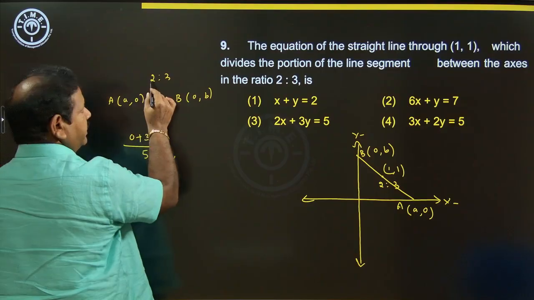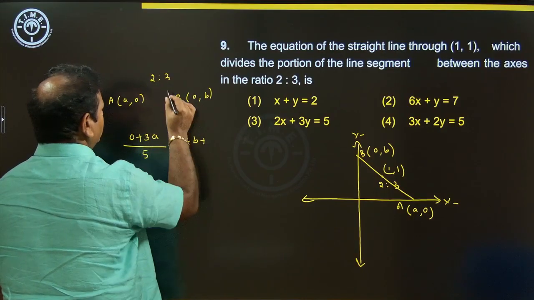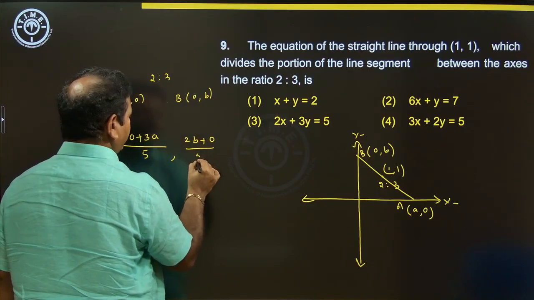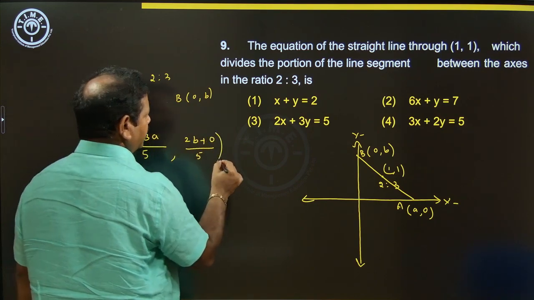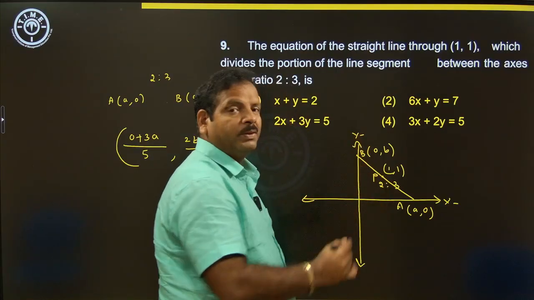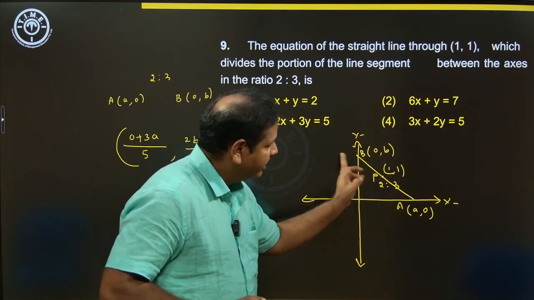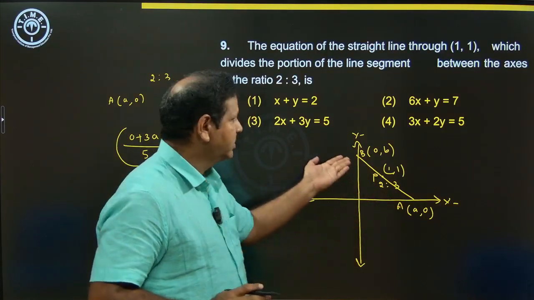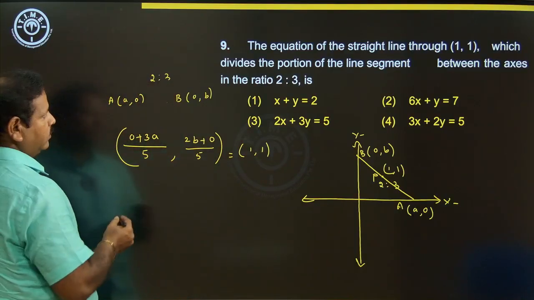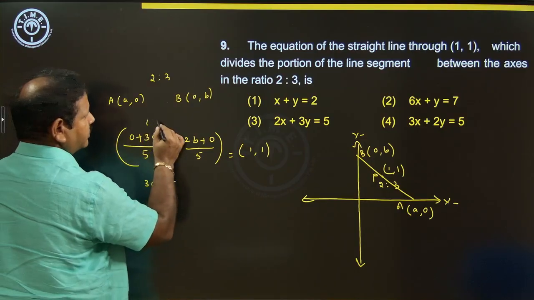Next, second one: 2 into b, 2b plus 3 into 0, 0 by 2 plus 3, m plus n, nothing but 5. This point. Actually, we supposed it is named p and calculated it, but p is given by a 2:3 ratio. We took the ratio and found the point dividing AB in the ratio 2:3. That is given by 1 comma 1. So 3a by 5 equal to 1, 3a equal to 5, first to first.